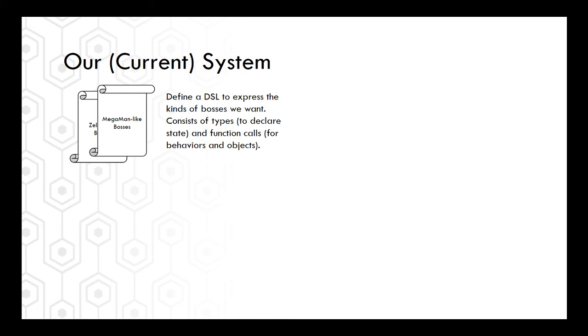And the domain-specific language consists of types like health, speed, physics objects, values that are important to the mechanics of your game, and function calls that describe the behavior. So there's a jump function, there's a move function, and these can take different kinds of parameters, and you can get as specific or general as you like.